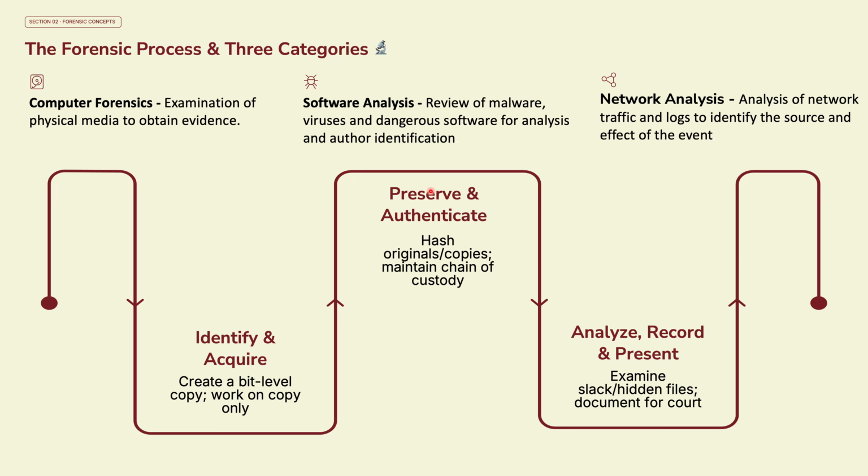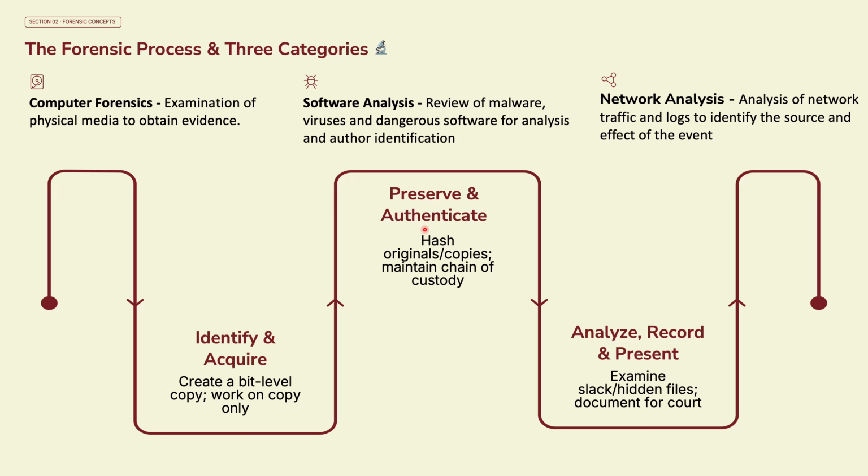Now, this is a very brief explanation of the forensics process. Let's start with the first one, identify and acquire. Information must be identified and retrieved. The standard practice dictates creating a bit-level copy, meaning an exact duplicate capturing all data, including hidden data, original data, file slack, and drive slack. The investigator examines the copy while leaving the original intact. Preserve and authenticate. Now, preserve maintains evidence in an unchanged state.